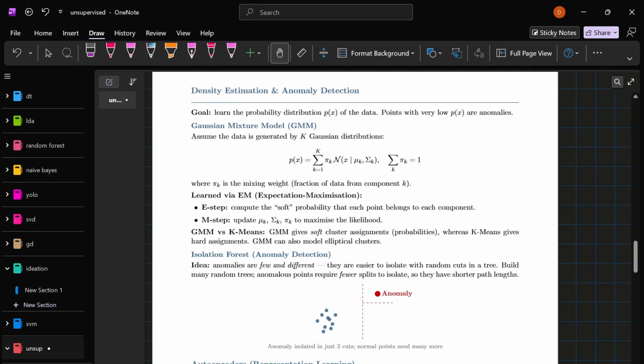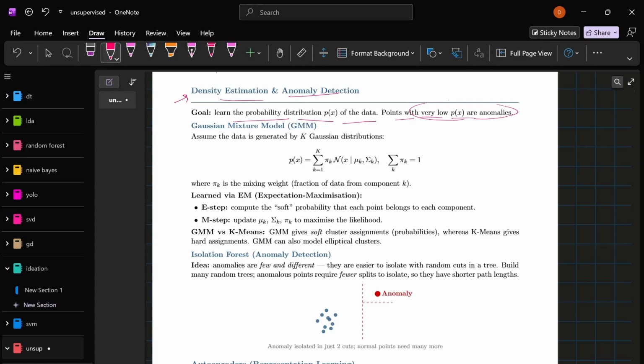Moving to section 4, we have density estimation and anomaly detection. So this is really cool. The goal is to actually learn the probability distribution p of x from the data. Once you know p of x, any point with a low probability is an anomaly. It doesn't fit the normal distribution of data.